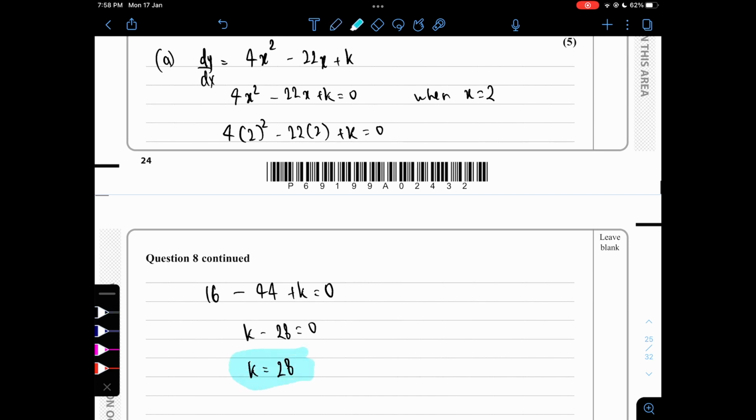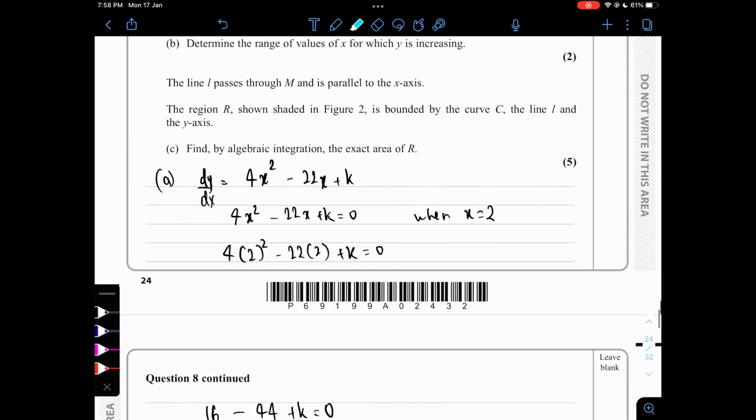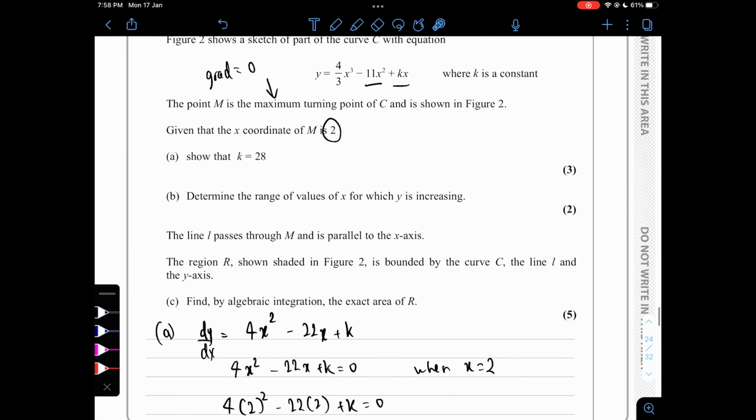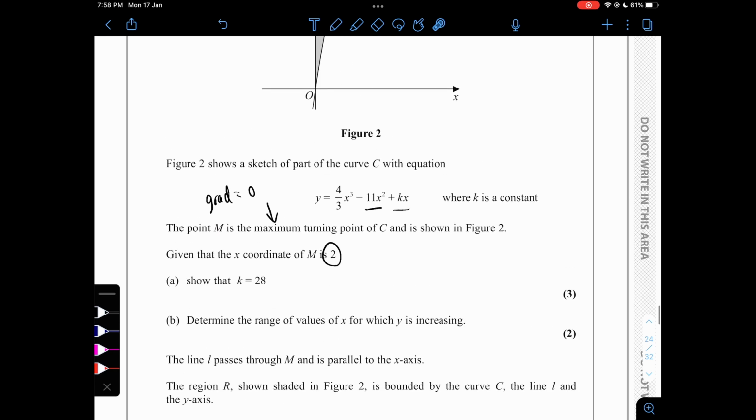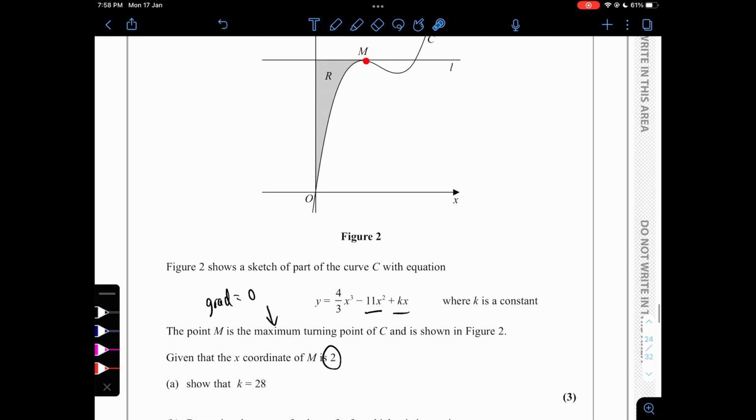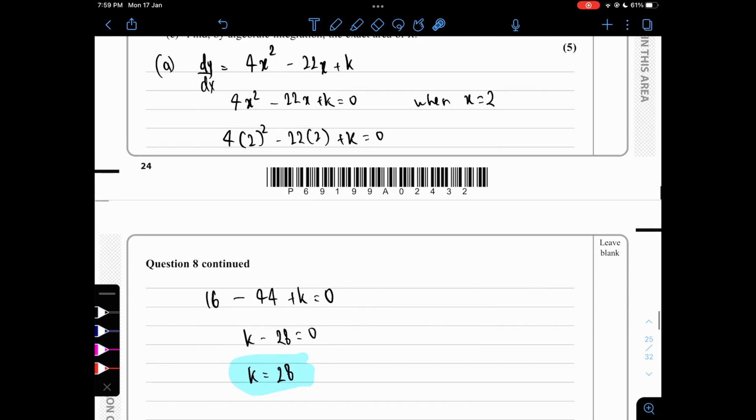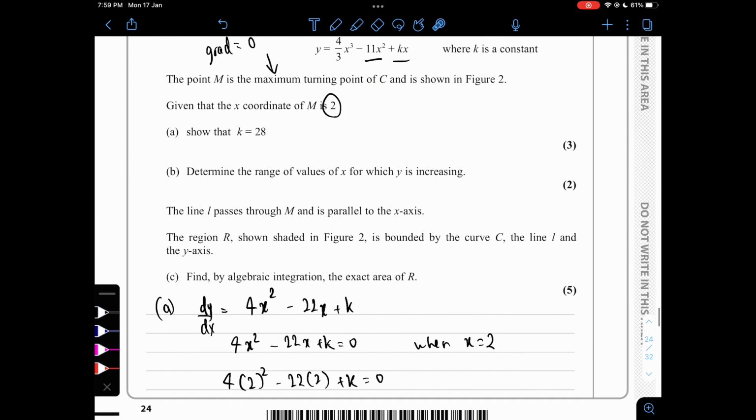How do we get here? We differentiated because we know that point M is the maximum turning point here. We can see that, and they gave us this information to use. So we use that information to differentiate, set it equal to 0 when x equals 2, to get our k equals 28. Let's go to part B.